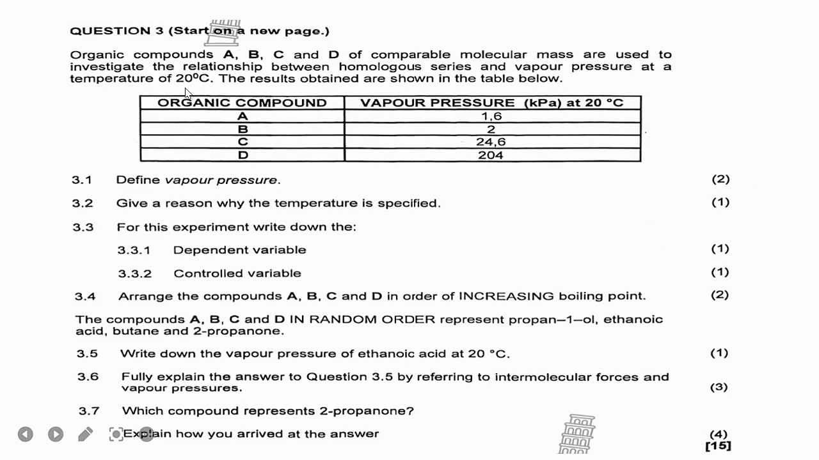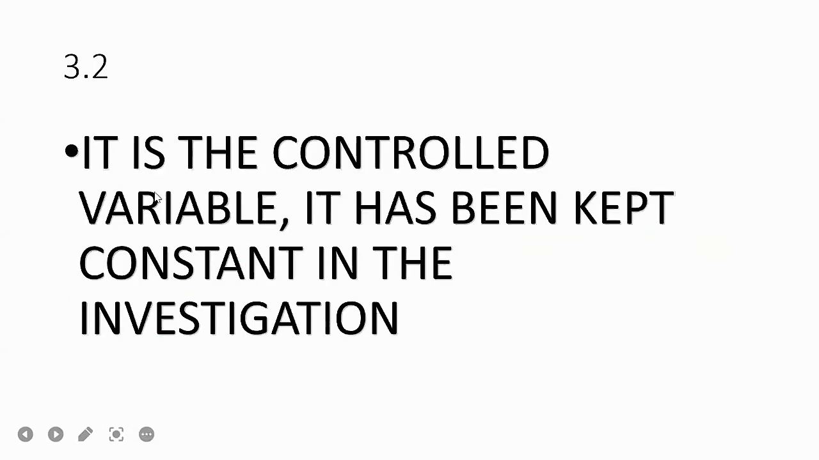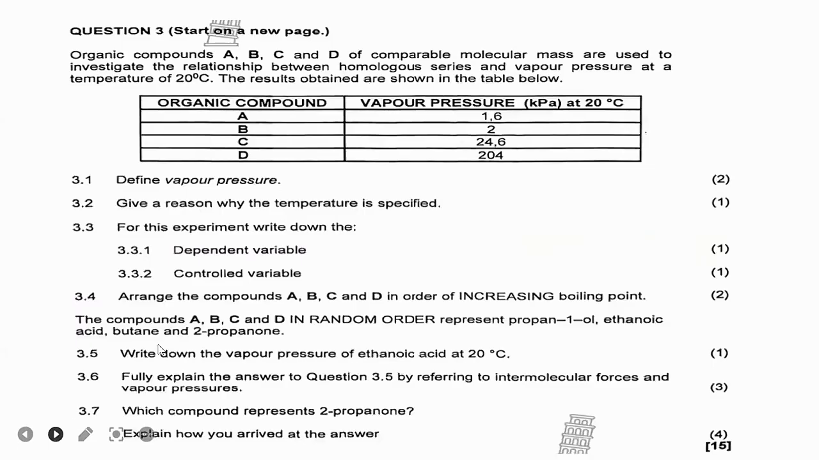So we can see that we are given here that the temperature is 20 degrees Celsius. Now, why is it so? It's because that is the control variable. It has been kept constant in the investigation. So all these vapor pressures have been obtained at the temperature of 20 degrees Celsius. So it is that control variable.